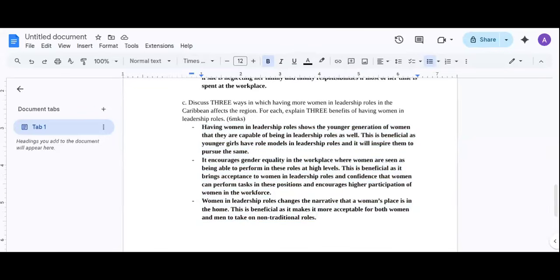So having women in leadership roles shows the younger generation of women that they are capable of being in leadership roles as well. This is beneficial as younger girls have role models in leadership roles and it will inspire them to pursue the same. Even with this answer, you could throw in an example. So, who are some women that we have in leadership roles in the Caribbean? The Prime Minister of Trinidad and Tobago. So, we don't only have Trinidadians here. The Prime Minister of Trinidad and Tobago, Kamla Persad-Bissessar.